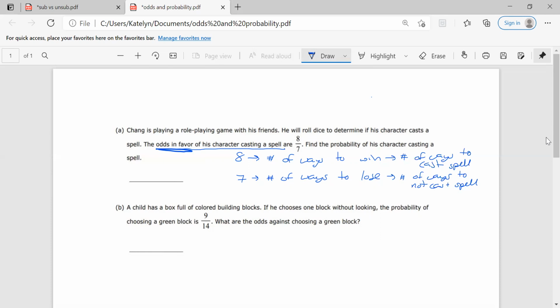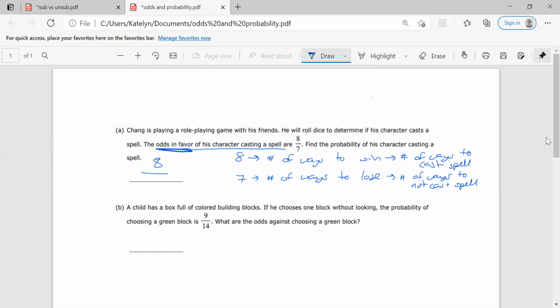Okay, so when we're finding the probability in favor of, we're going to do the number of ways to win over the total number of outcomes. If we're doing the probability of this character casting a spell, we're going to do the number of ways to cast a spell over the total number of outcomes. So in our odds, since the odds of him casting the spell were 8/7, that means 8 is the number of ways to cast the spell. That will be our numerator. The denominator is going to be the sum of 8 and 7.